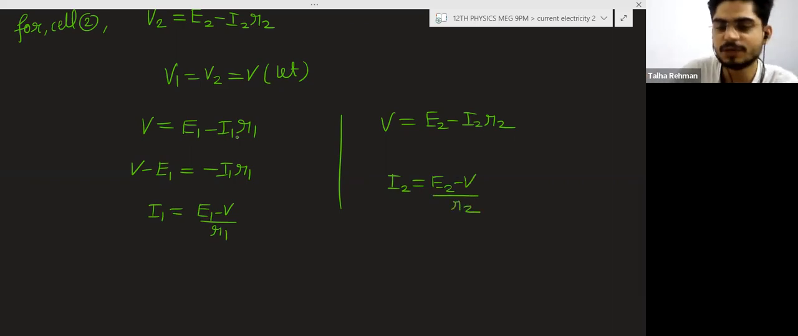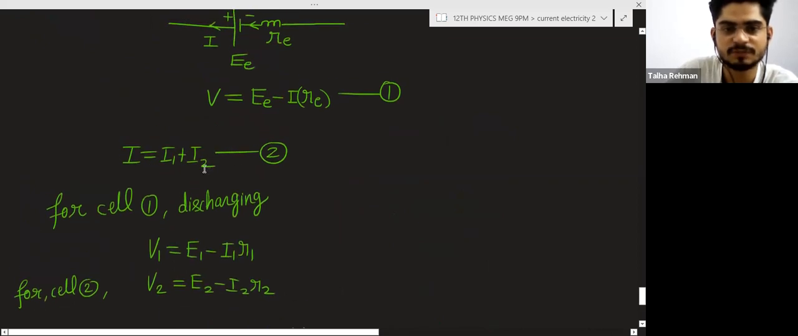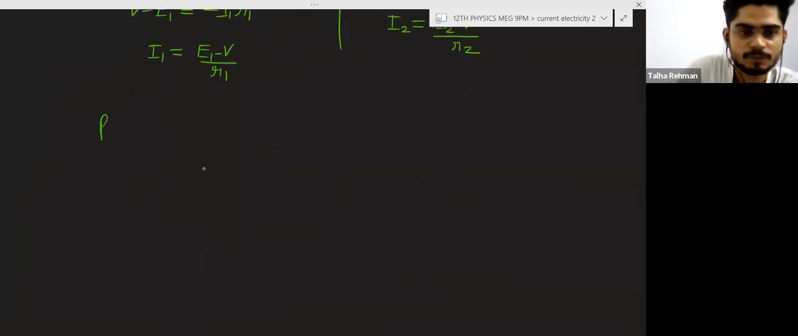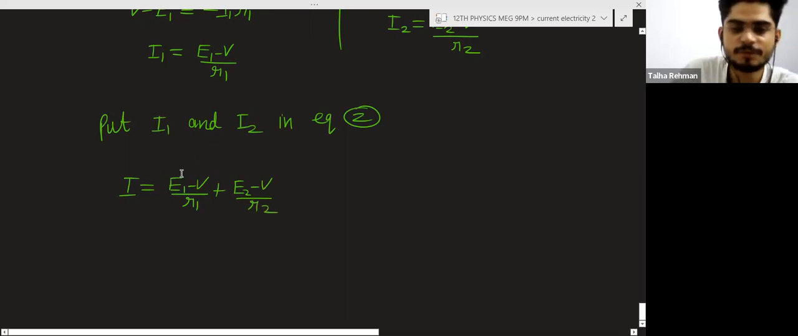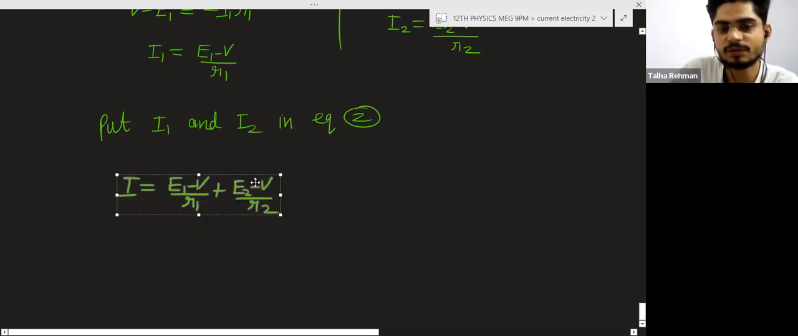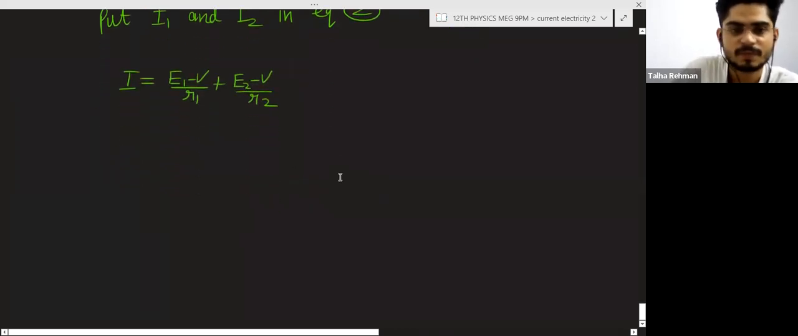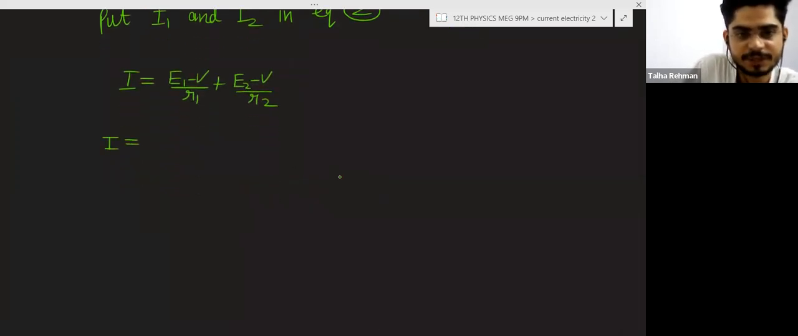So now we have I1 and I2. We will put this I1 and I2 in equation 2. So I is equal to I1 plus I2, which is E1 minus V by R1 plus E2 minus V divided by R2. Now from this equation, we will calculate this V.